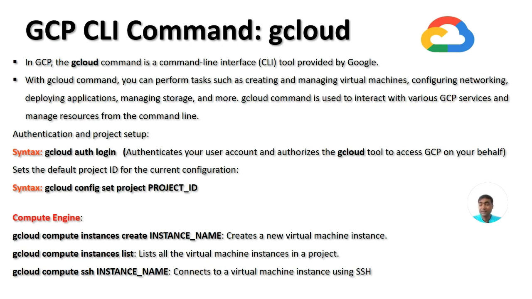Guys, as you can see here, it creates a new virtual machine instance using the gcloud command as gcloud compute instances create instance name. gcloud compute instances list: this command lists all the virtual machine instances in the project. And guys, gcloud compute ssh instance name: this command connects to a virtual machine instance using SSH in the command line interface. The first command, gcloud compute instances create instance name, creates a new virtual machine as per your requirement.